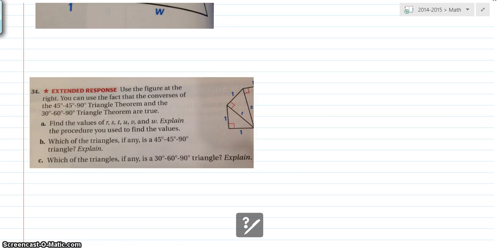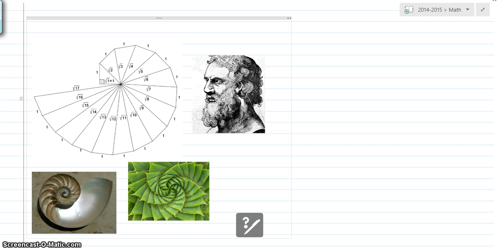For this problem, we'll be finding the values of R, S, T, U, V, and W, and explaining the procedure in which we found these values. We'll be finding 45-45-90 triangles and explaining how we found them, and the same with 30-60-90 triangles. Just a little background information on the figure we'll be solving, which is a spiral of Theodorus.